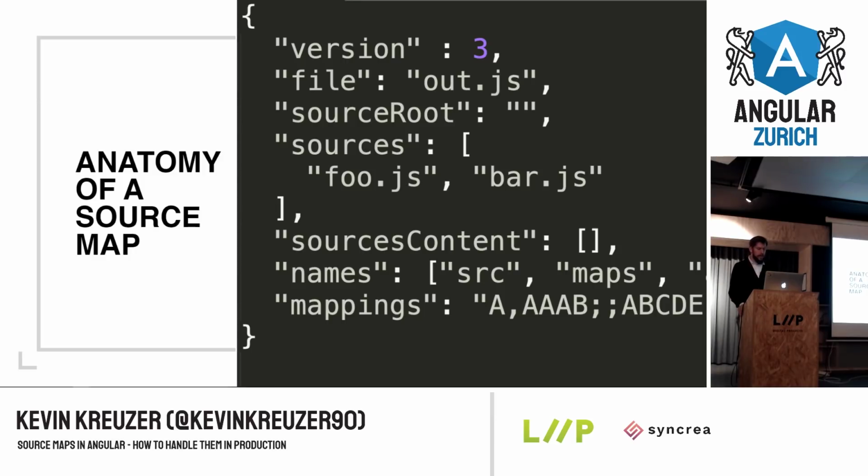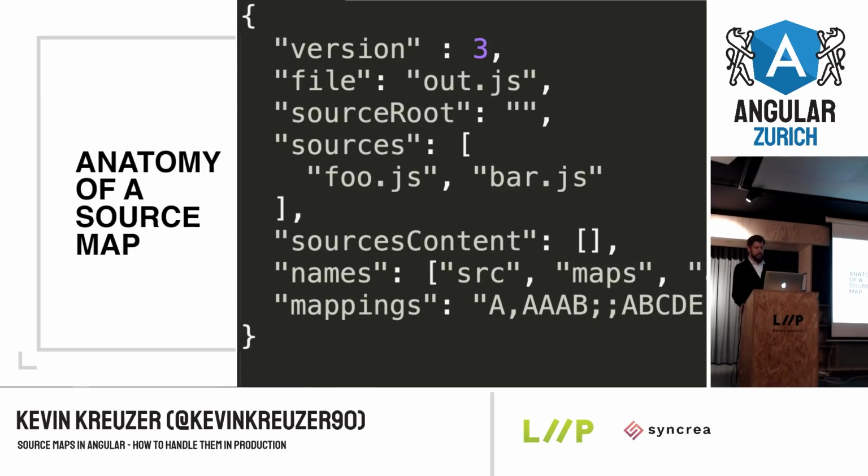Then there's an interesting property called sourcesContent, which is also an optional field. But if you do a build with the Angular CLI, which uses Webpack under the hood, your whole TypeScript code will be inlined into this property. It's optional, but your whole code will be there. You can really see your TypeScript code. So there are two ways source maps can map back to the original sources: either you host the sources, or you inline them here. That's what's happening in the Angular CLI right now.